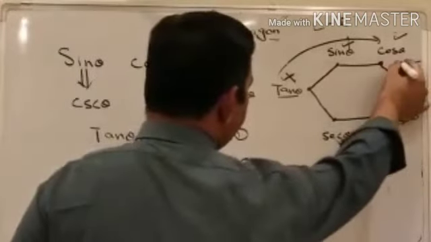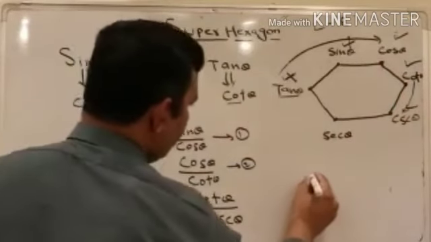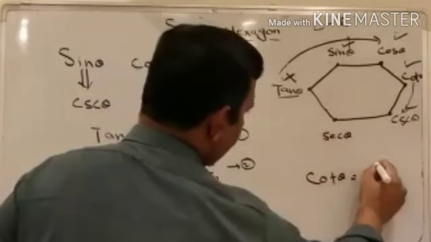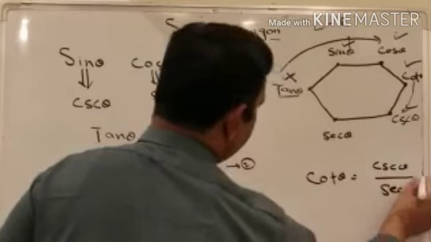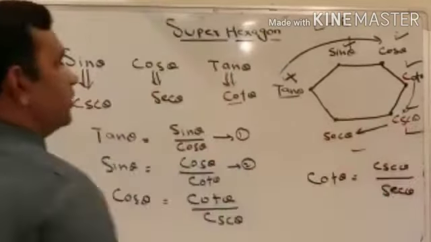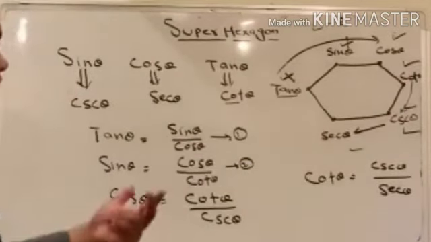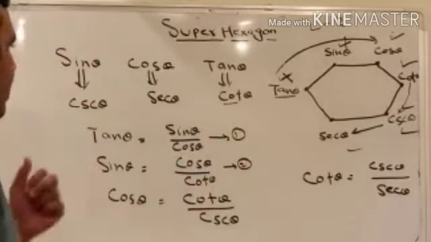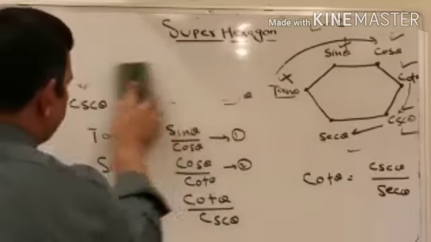Next move. Cot theta will be equal to cosecant theta divided by secant theta. This process will continue and we obtain the next trigonometric identities. So this process has been completed.